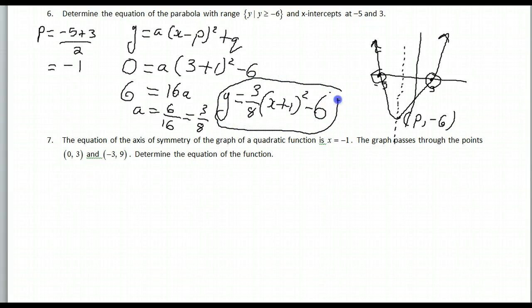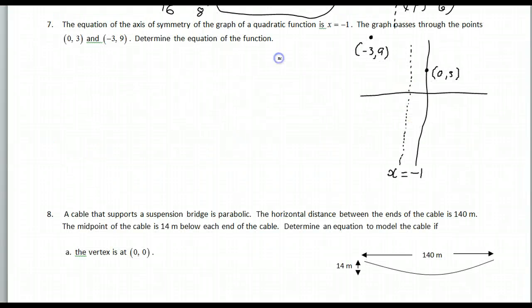And that is the equation of the curve, or the parabola, that has these characteristics. Again, I leave this to you. You could graph this. You can do it on your graphing calculator and verify that, in fact, you have a minimum value at negative 1, negative 6, and that you have x-intercepts at negative 5 and positive 3.